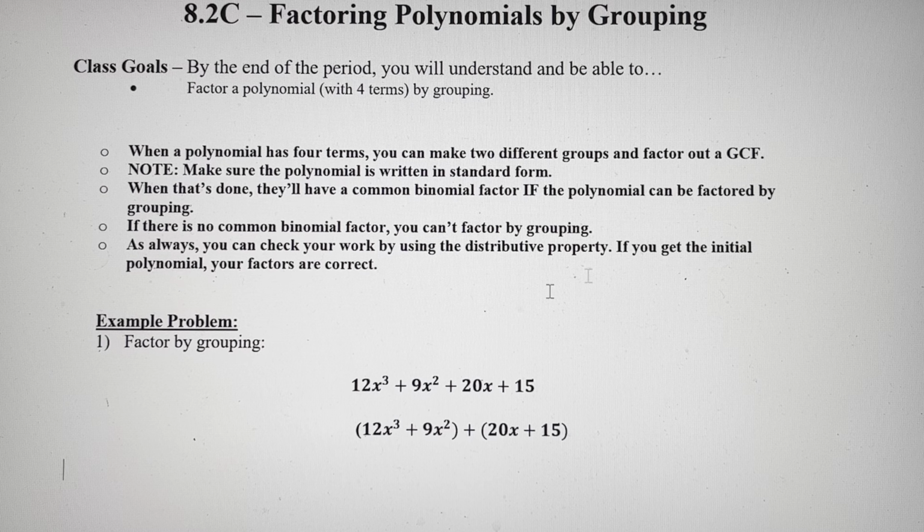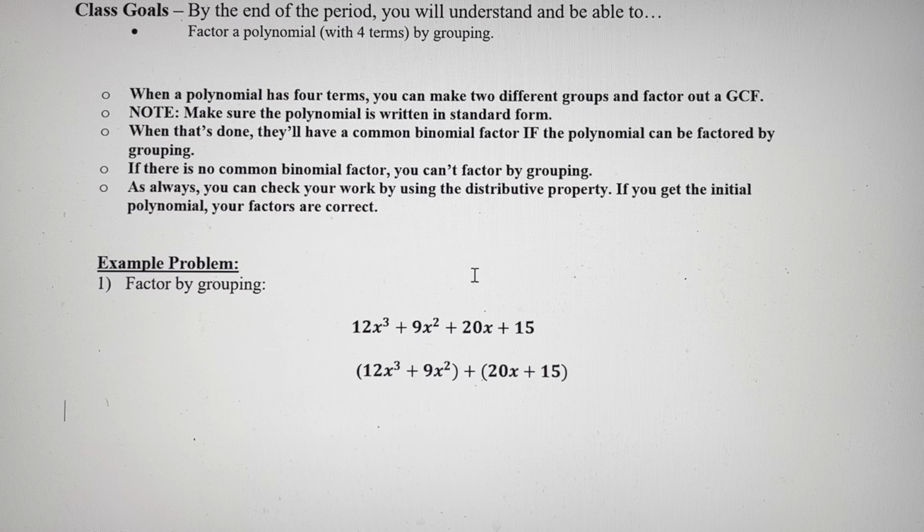Okay, once we've taken out the GCF, we should have a common binomial factor. If the common binomial factor isn't there, there might be one extra step we can do to make it a common binomial factor, but if we can't do that, then that polynomial can't be factored by grouping. So this is going to work for 4-termed polynomials in very specific cases. Once we find that common binomial factor, we're going to take it out, and our answer is going to be the product of 2 binomials. And then as always, we can check our work just by doing the distributive property and seeing if we get what we started with.